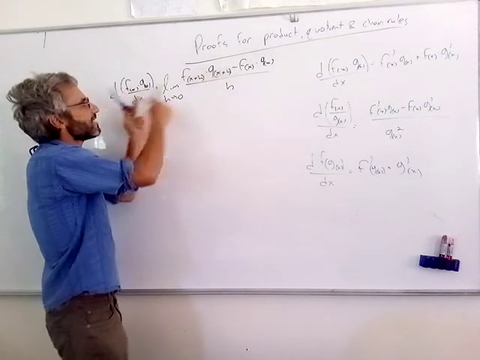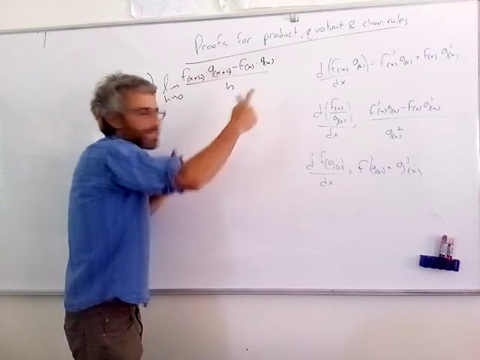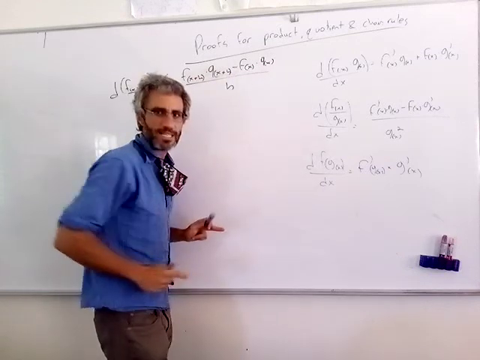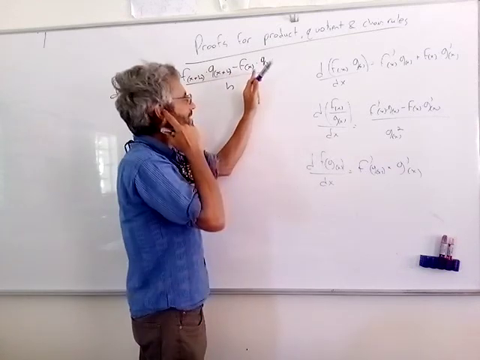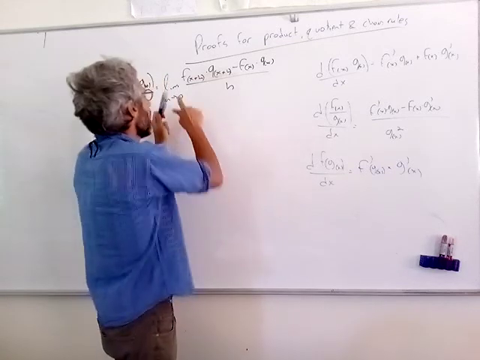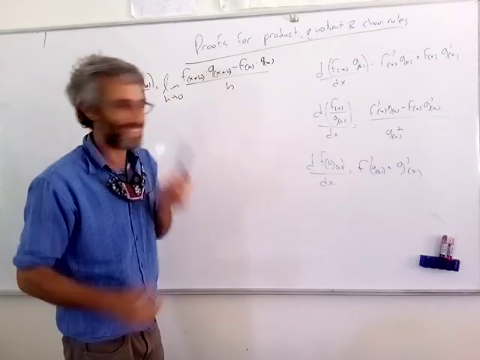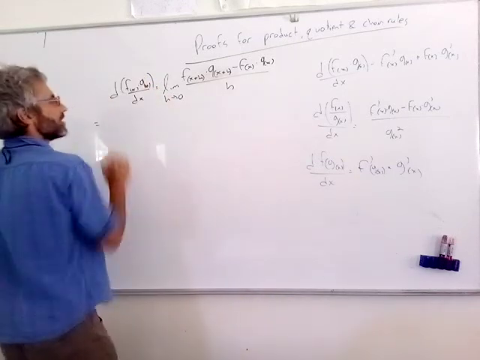Let me try and explain that. So we find the value of this product of the function at x plus h. We subtract the value of the function at x. We divide by h, the difference between x and x plus h, and we take the limit where h goes to 0. Now what we're going to do here is a little cunning trick, okay?